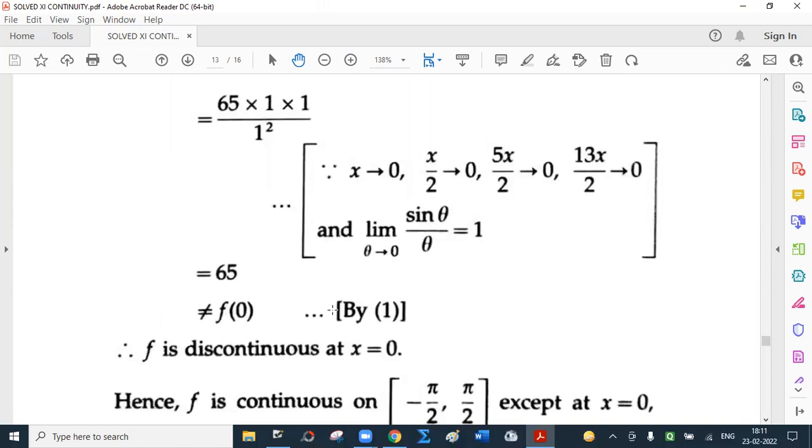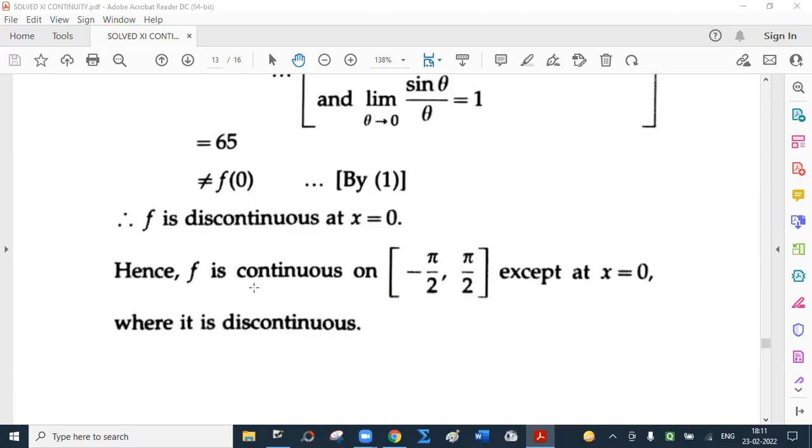So what is the value of the limit? 65 upon 15, not equal to f of 0. So the function is discontinuous at x equal to 0. But while writing the final answer, we have to say f is continuous on the closed interval minus pi by 2 to pi by 2 except at x equal to 0 where it is discontinuous.